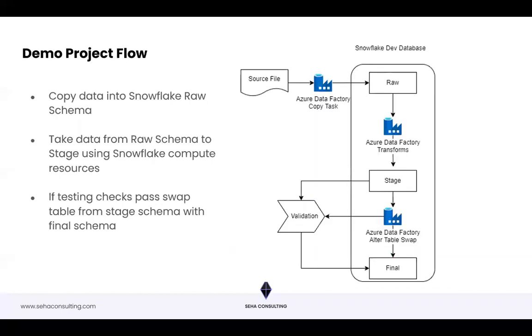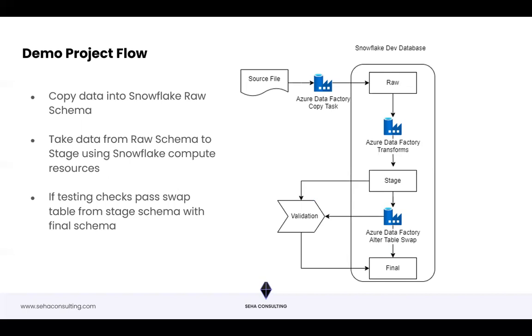So what we're going to do as part of the demo here, we're going to copy data into a raw table within Snowflake. We're going to use Data Factory to take that to a staging schema. We're going to run some validations against it. And then from there, we're going to write to a final table. So that's going to be the general flow of the demo that we're going to do.